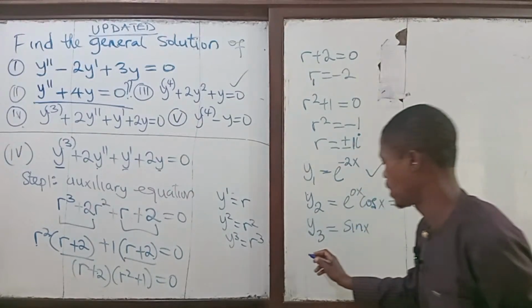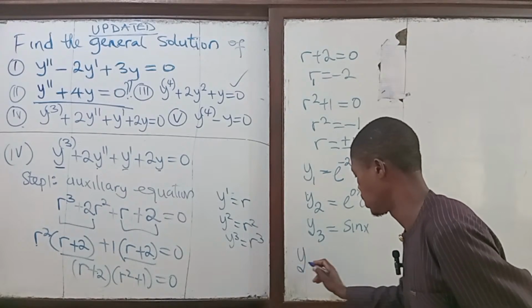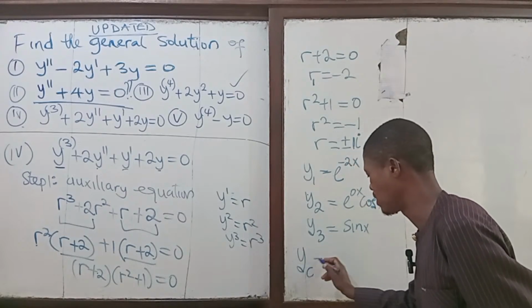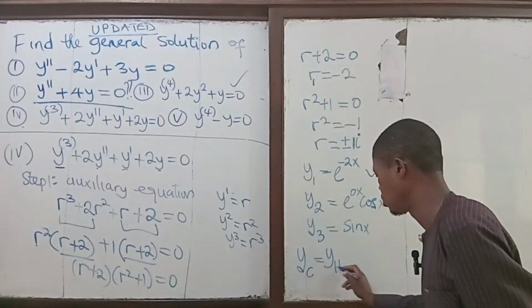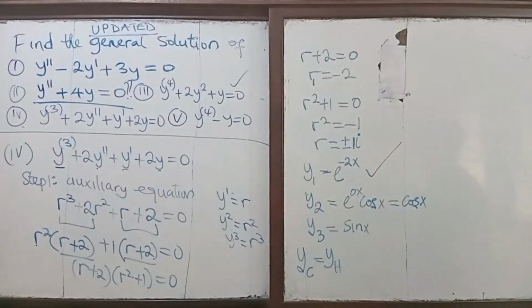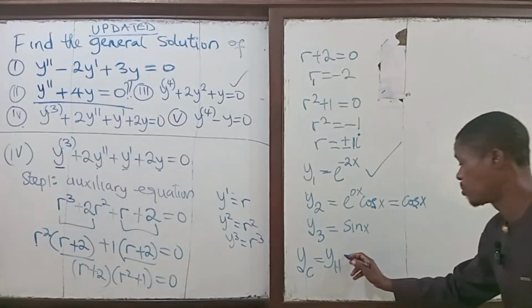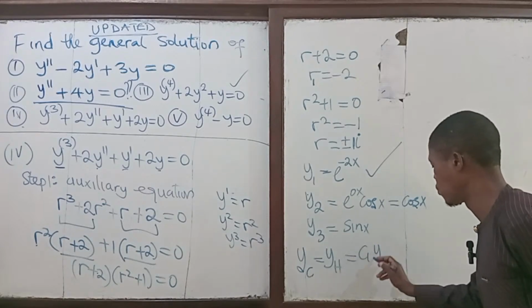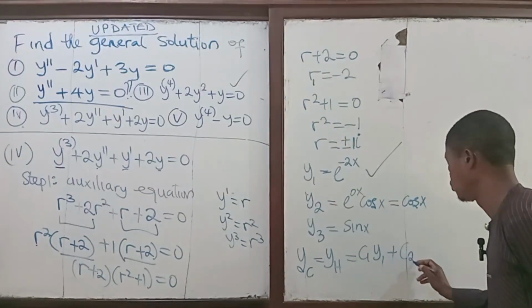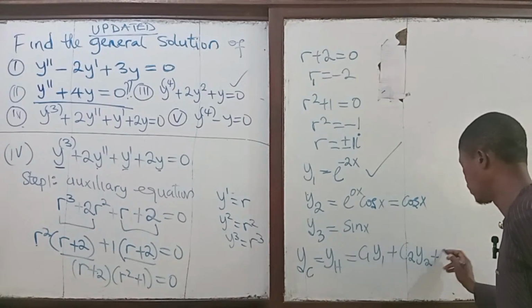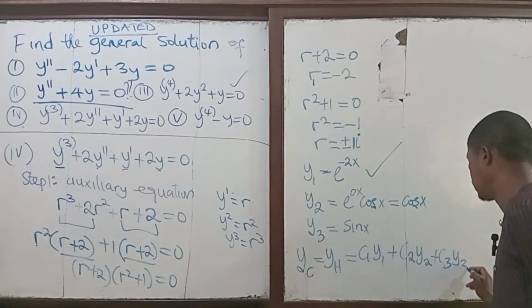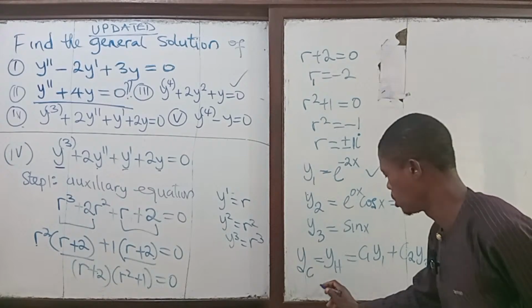Then the general solution, either you write yc or you write out this one. This is the solution of the homogeneous equation. That will be equal to c1 y1 plus c2 y2 plus c3 y3, and then you plug in those values.